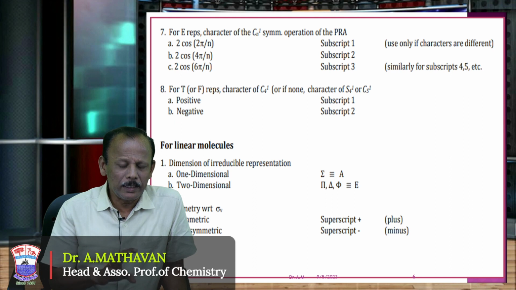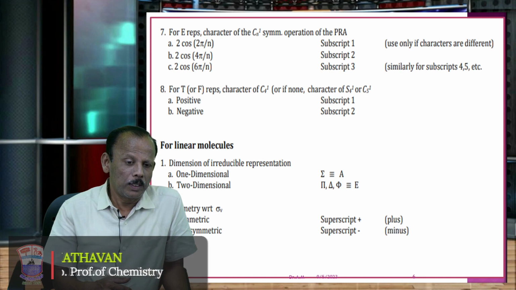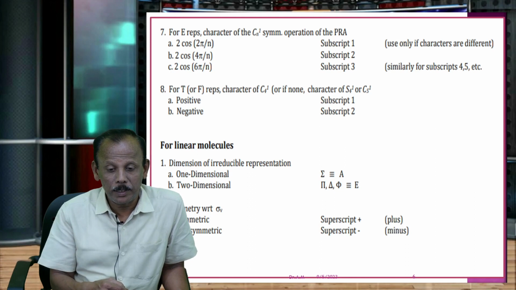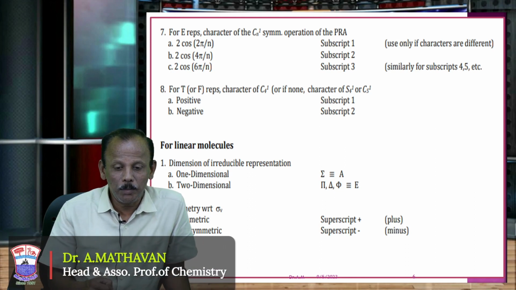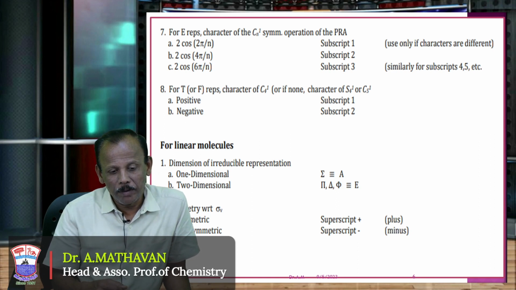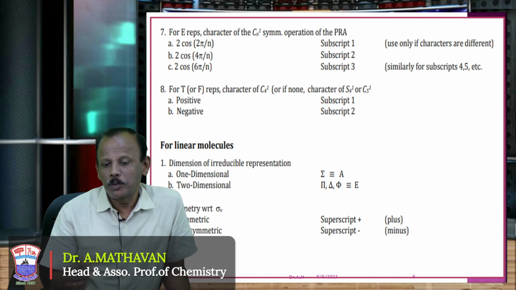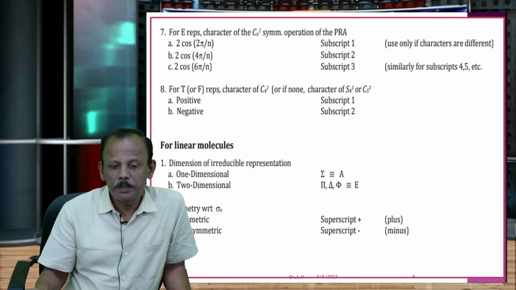For linear molecules, so far we discussed the case of non-linear molecules. Next, you can go through linear molecules. The dimension of the reducible representation we are representing here: one-dimensional representations are sigma, which is identical to A, and two-dimensional representations are pi, delta, phi, which are identical to E. Symmetry with respect to sigma v: if symmetric, we can use a plus superscript, and if antisymmetric, a minus. So minus sign for antisymmetric and plus sign for symmetric.